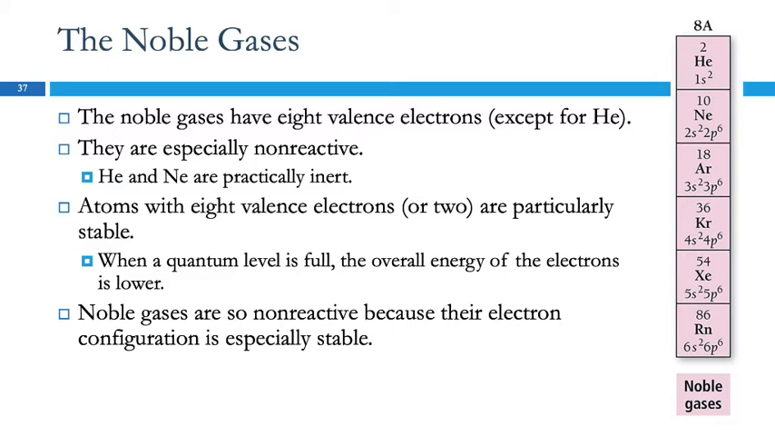The noble gases, these are group 8A. All the noble gases except for the baby, helium, have 8 valence electrons. They are very non-reactive. Helium and neon are practically inert, which means it's almost impossible to get them to react with anything, right? So it turns out that atoms with 8 valence electrons, or 2 for the little guys, are particularly stable because their quantum level is full. And when that quantum level is full, the overall energy of the electrons is lower, and so they are more stable. They don't need to react with another element to become stable.